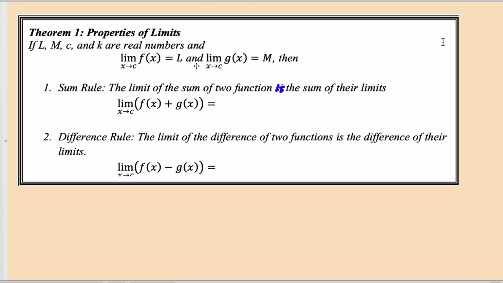If you know two limits, the limit of the sum of the two functions is the sum of their limits. So we can say that this is L plus M. And the same is true for the limit of the difference of two functions: it is the difference of their limits. So this will be L minus M.